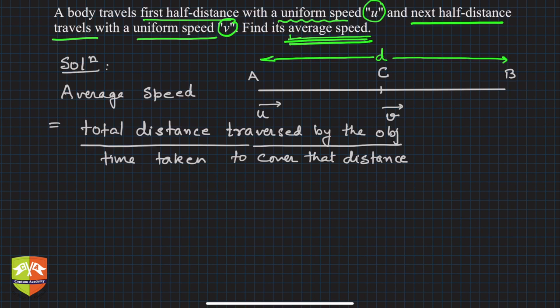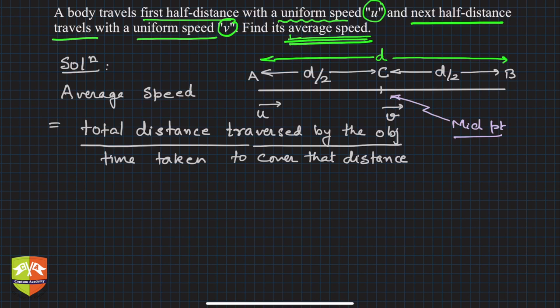So D is that, and clearly C is the midpoint. No doubt about it. C is the midpoint, so half the distance. This all of us know. The moment it is the midpoint, Euclid says, and you would have studied that in maths as well, AC will clearly be D by 2. I hope there is no ambiguity in this understanding. D by 2, right, guys?